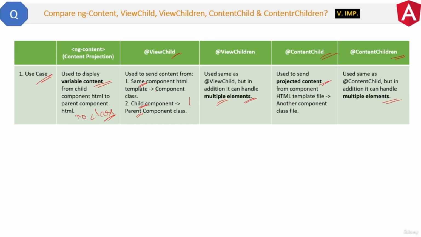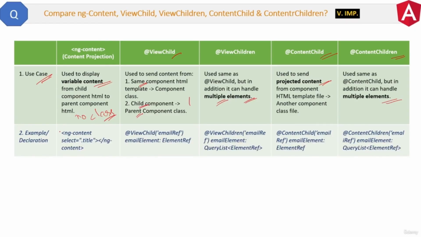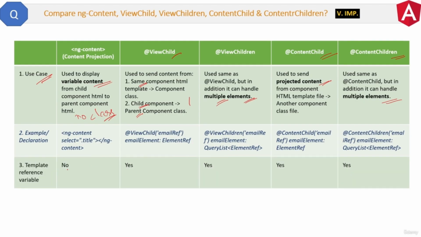Now let's see for reference the declaration code of all of these. Here you can see, it's just for reference, which we already implemented in the previous questions. Now the next important point is the template reference variable. If you see, only ng-content does not use a template reference variable, all others are using one. Why? Because ng-content is content transfer from HTML to HTML and there is no need for a template reference variable in this case, but all others are decorators which are used in the component class file. That's why they are using template reference variables.